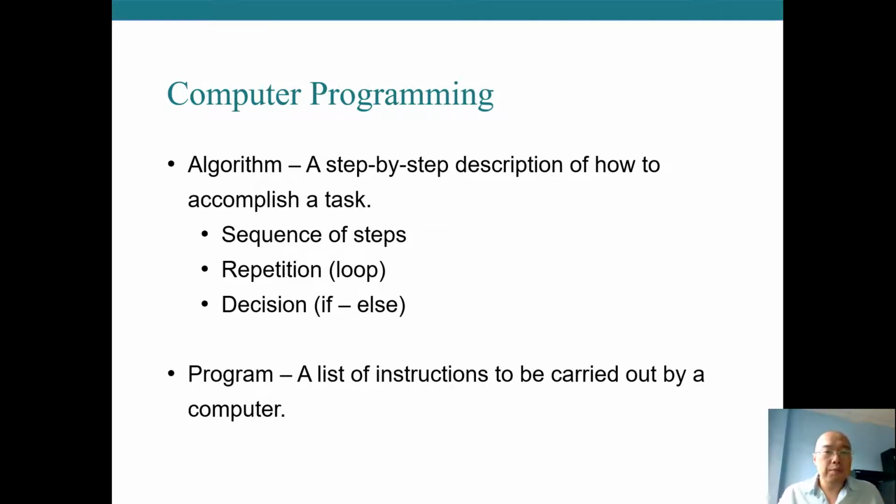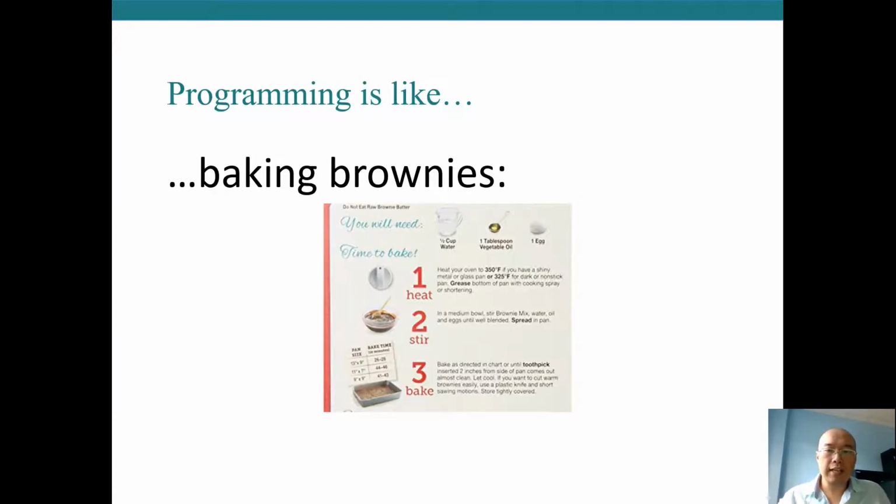So an algorithm can be something very basic. It doesn't have to be very complicated or super fancy. And a program is just a list of instructions telling a computer what to do. So it's like giving the instructions on how to bake brownies. And as you know, I'm not a good cook at all.